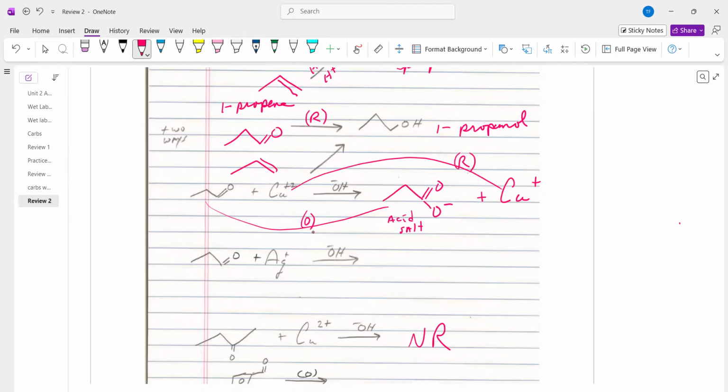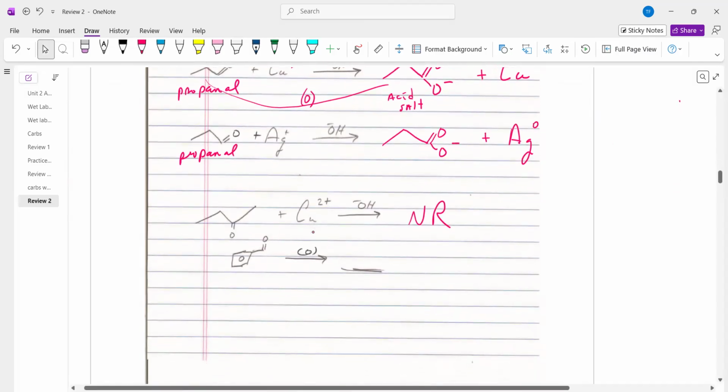This is the same reaction only with silver rather than copper. Okay, this is a 3-carbon, so this is a propanol. Okay, here we have an aldehyde being oxidized.